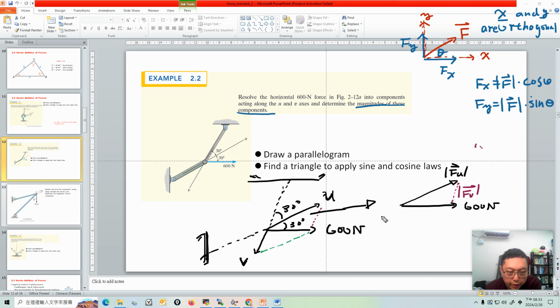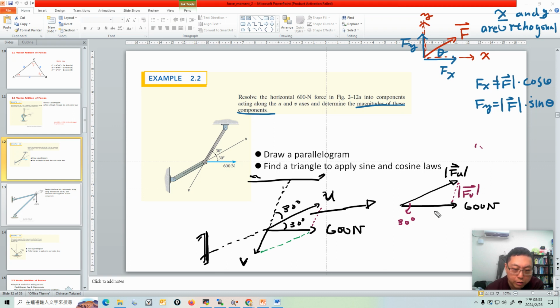Okay, and then we have an angle here. It's called 30 degree. Okay, so we choose this triangle. It is trigonometry. And for trigonometry, first of all, I will use the sine law because sine law looks much easier to use. So let's try the sine law first.